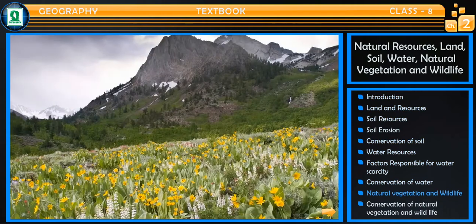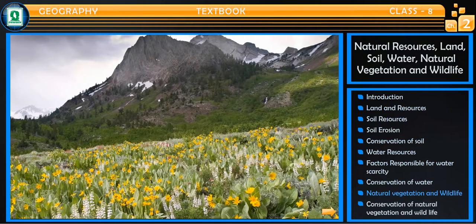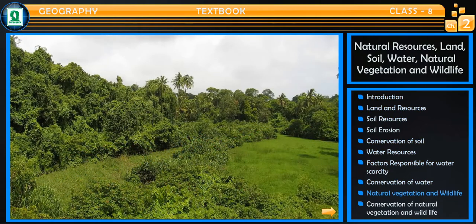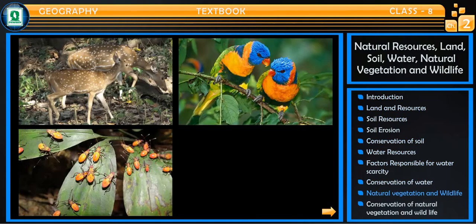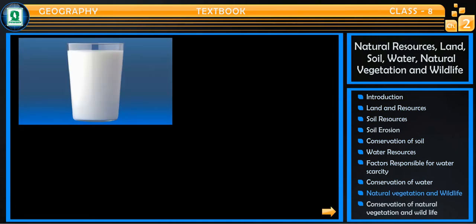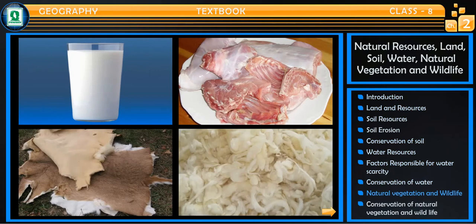Vegetation is also critically important to the world economy, particularly in the use of fossil fuels as an energy source. Wildlife includes animals, birds, insects, as well as aquatic life forms. They provide us milk, meat, hides, and wool.